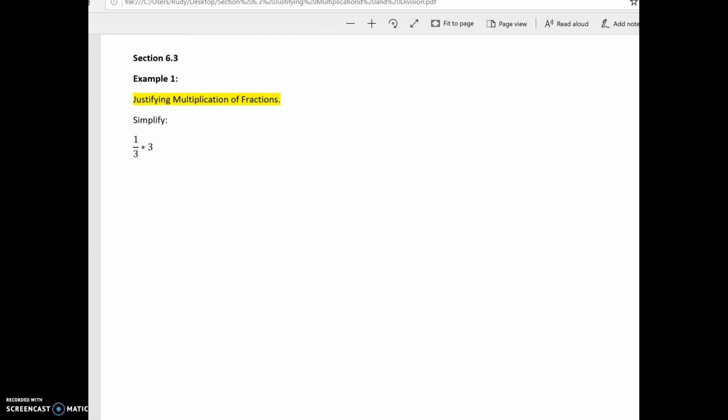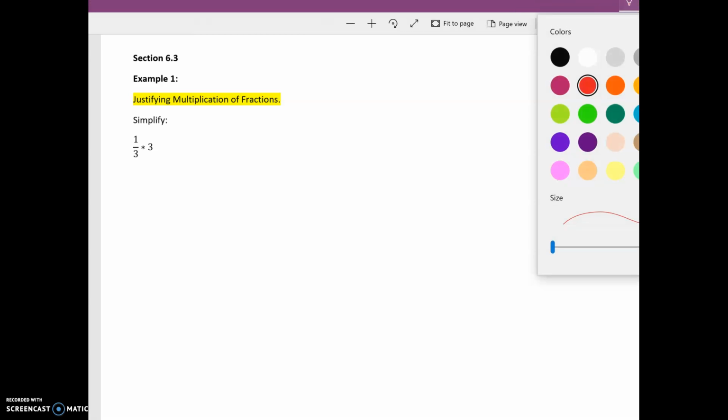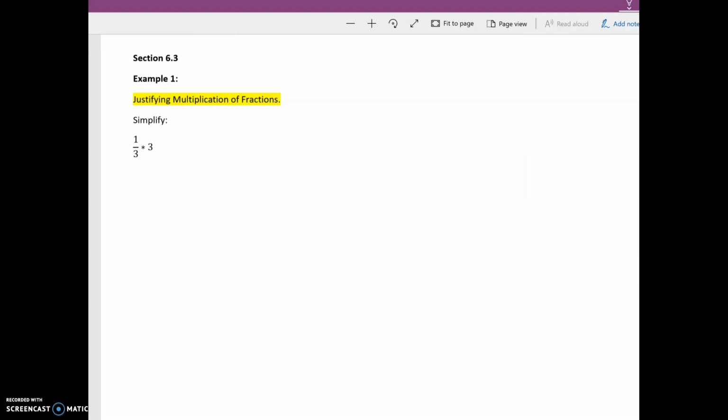Hello class, let's take a look at a justification of why the rules work when we're multiplying fractions. Now, let me write the rule here. Remember that the basic rule says if you have a over b times c over d, this represents ac over bd, as long as bd is not equal to 0. So this is the basic formula that we've been using.